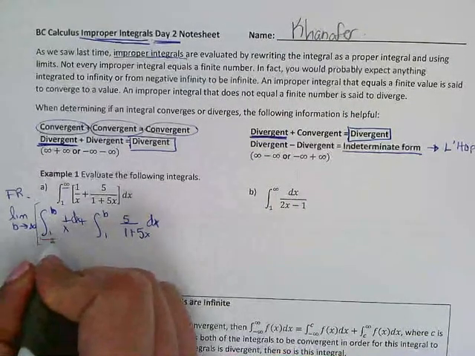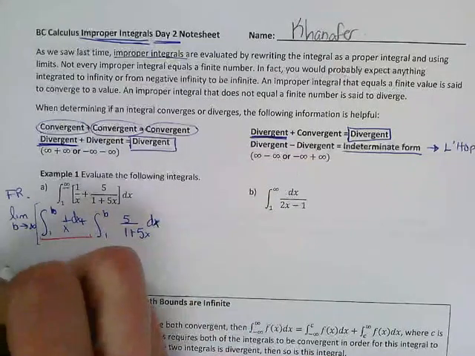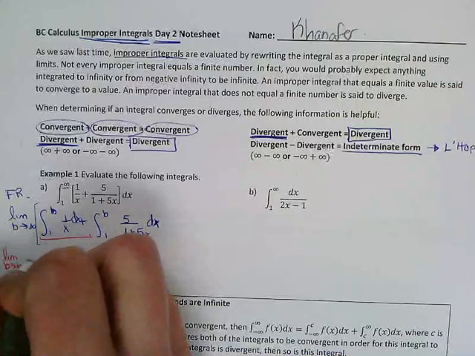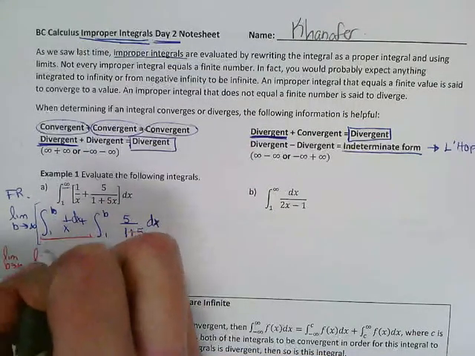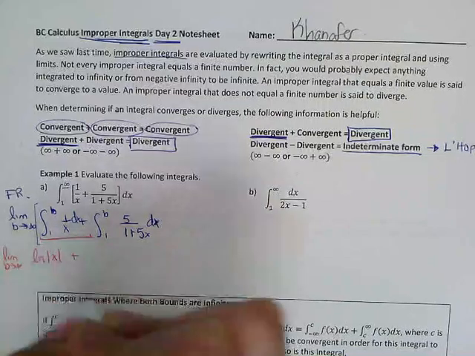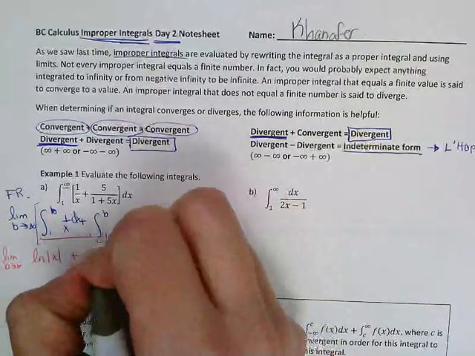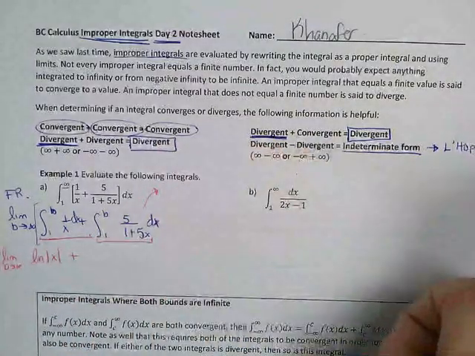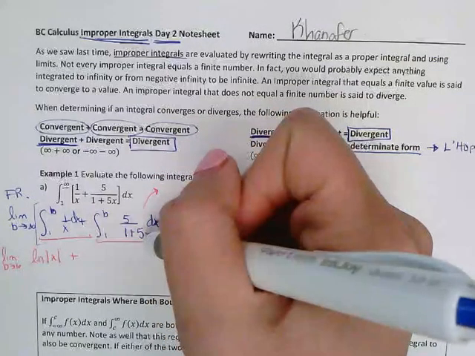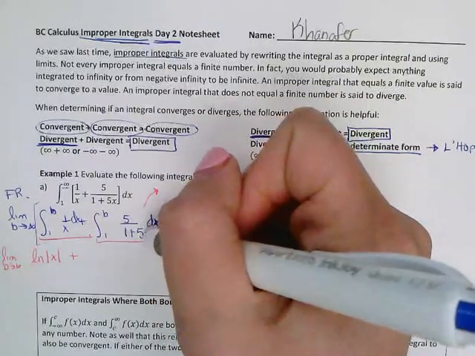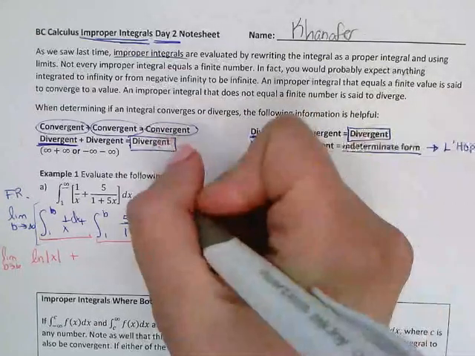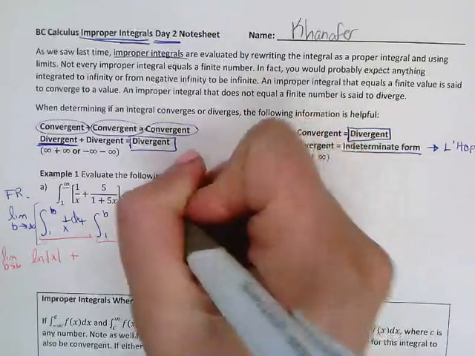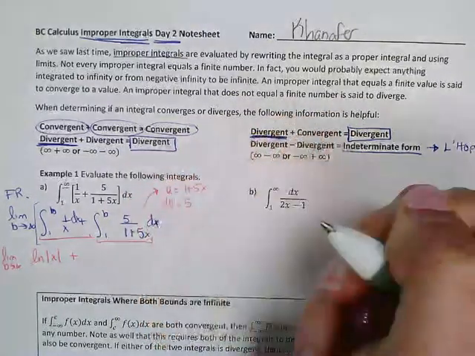So the integral of 1 over x just becomes the limit as b approaches infinity of ln of the absolute value of x plus, now what is the integral of this? We're going to do a little side work. How would we integrate that? Now just by looking at this, I see that the derivative of the bottom portion is actually in the top, so I'm going to use u substitution. So if I let u equal 1 plus 5x, then du is going to be 5 dx.